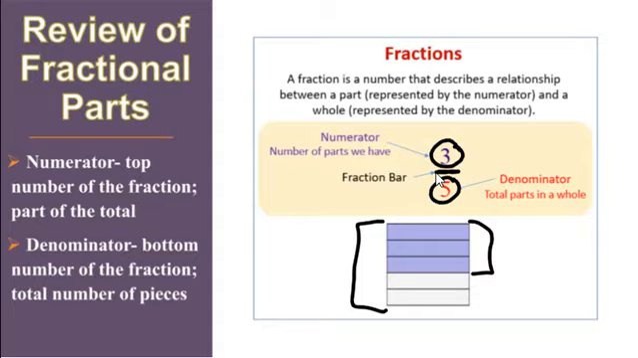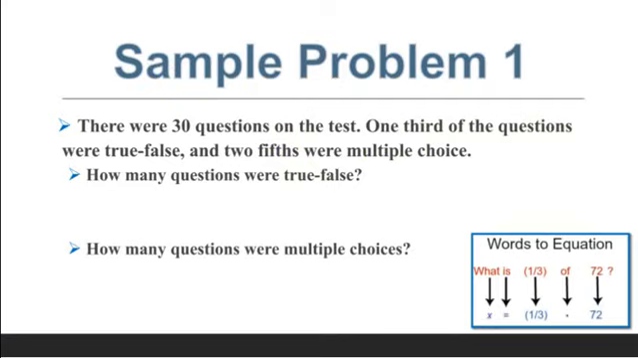Let's look at it in a word problem format. There were 30 questions on the test. 1/3 of the questions were true, false, and 2/5 were multiple choice. How many questions were true, false? So there are a total of 30 questions. And out of those 30 questions, 1/3 was true, false. So I can multiply that by 1/3.